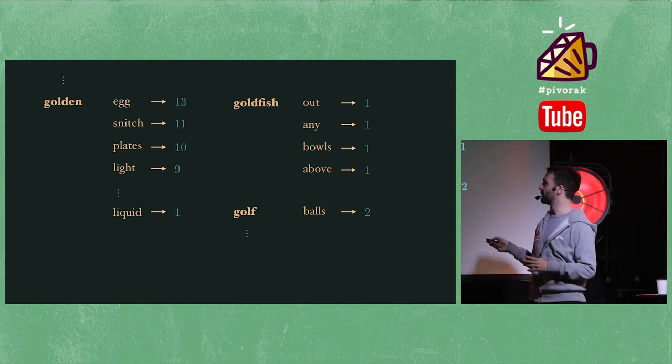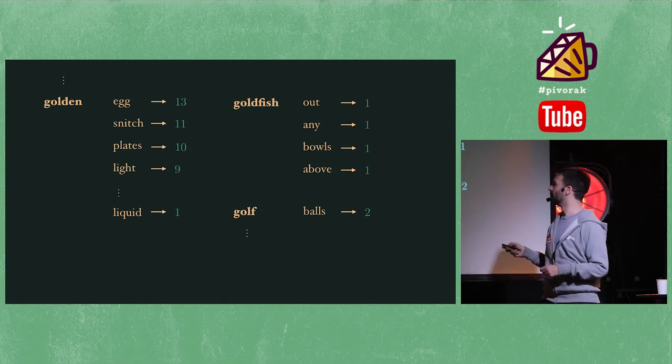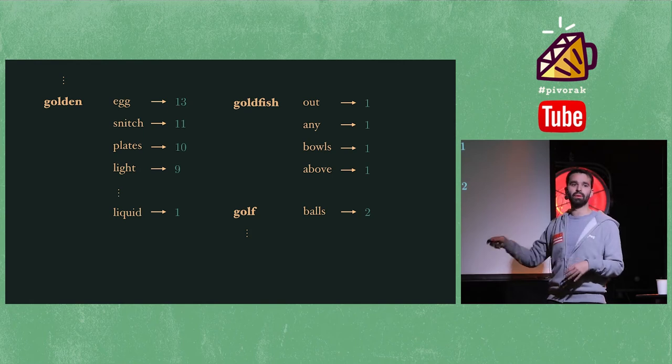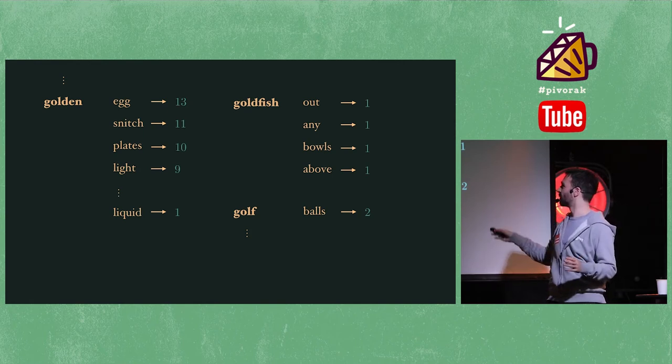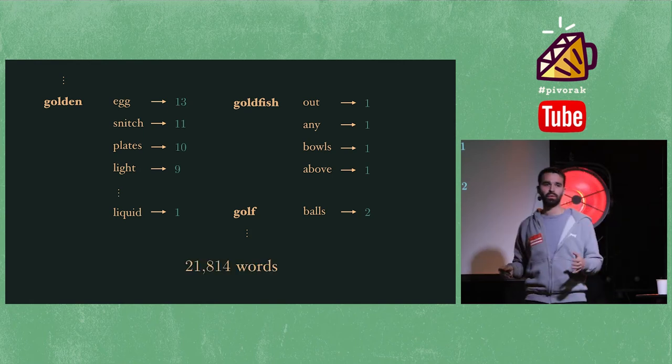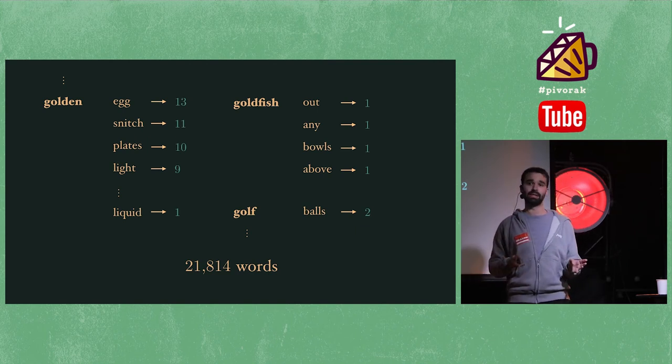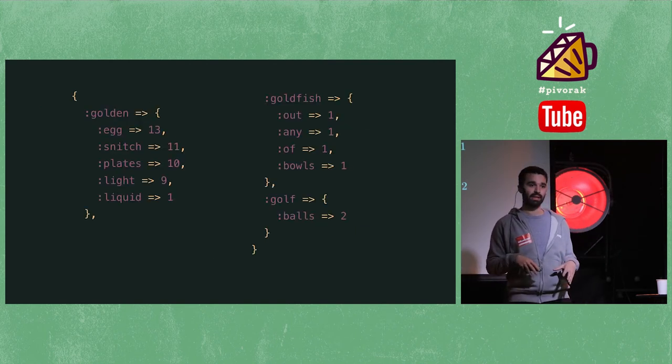So, as I said, we know that after the word golden, the word egg appears 13 times, and snitch appears next most often. But we do that then for every other word in the series. So golden, goldfish, golf, and so on. All in all, there are 22,000 different unique words that are used in the Harry Potter books.